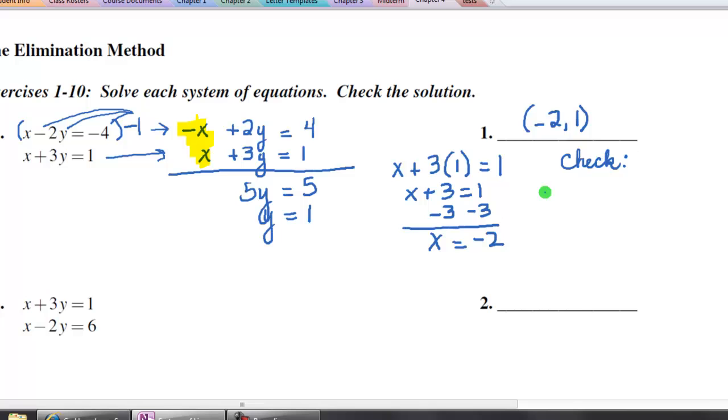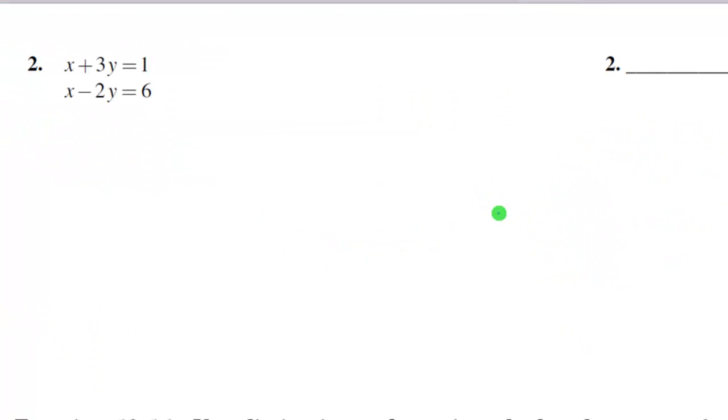And let's check our solution. And we're going to check it in the other equation, the one we did not use to solve for x. I'm going to substitute in my negative 2 for x and my 1 for y into the equation and see if I get a true statement. Notice how I get minus 2, which is negative 4.